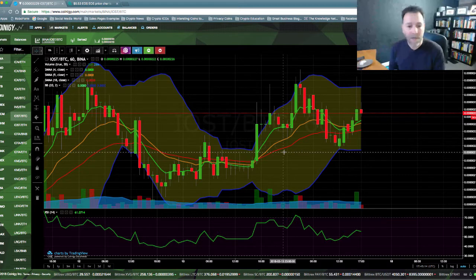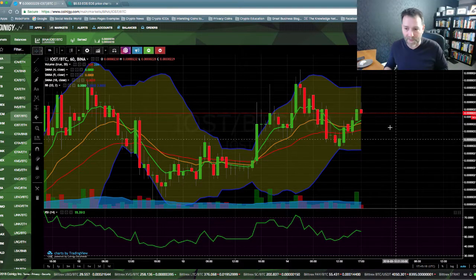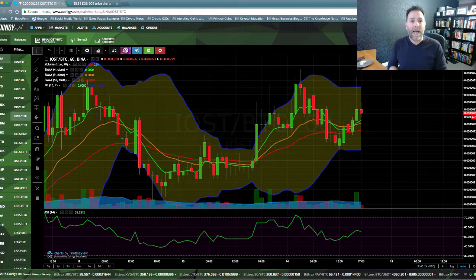You know how to look for trading opportunities using this method. The RSI here is 55. Bollinger Bands are getting tighter. So that might be a good one. So anyway, let me know your thoughts.